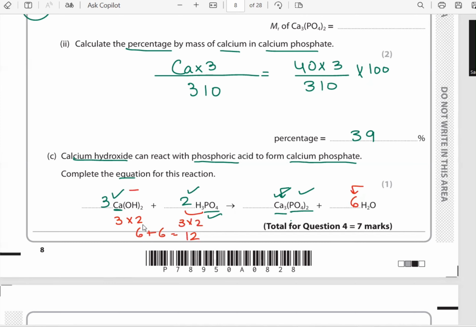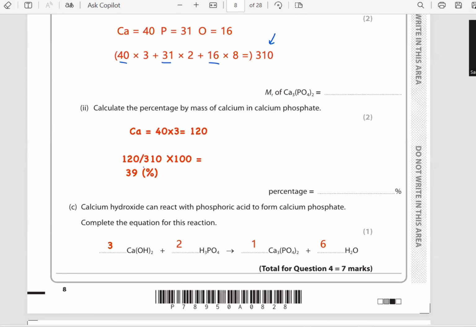Because oxygen in this compound is also 6 times. 2 multiplied by 3 is 6. And here oxygen is 6. And here you can write 1 or not, it's okay. 1 is not compulsory to write. So this is how we will balance the chemical equation. 3, 2, 1, 6, that's the correct answer.